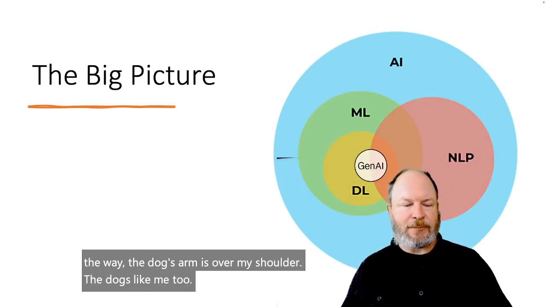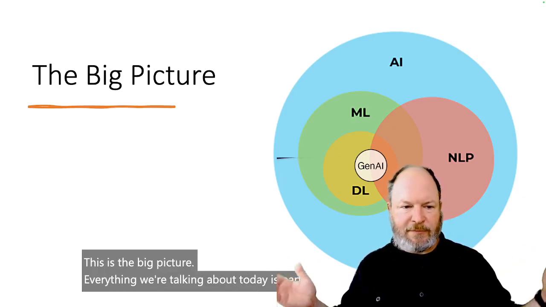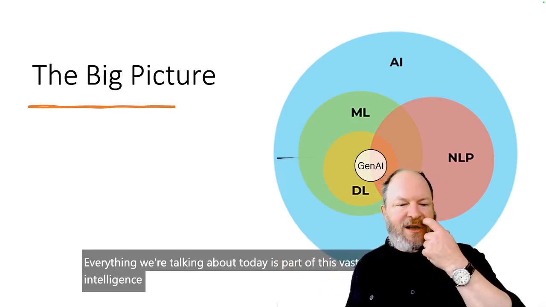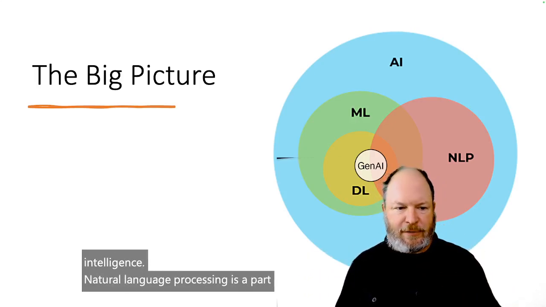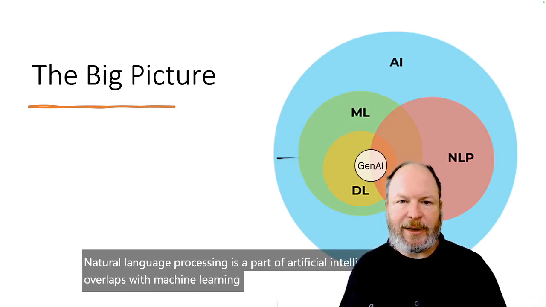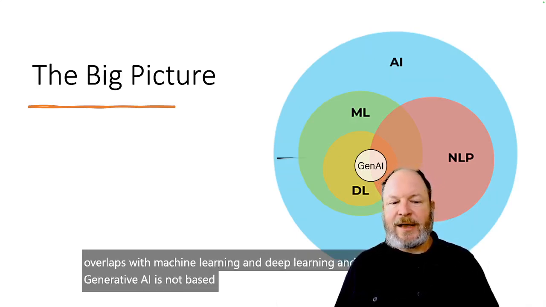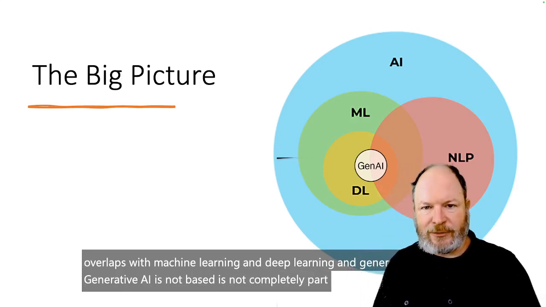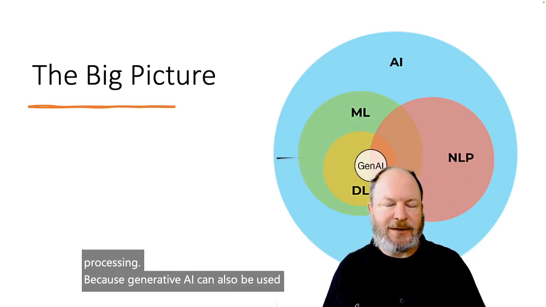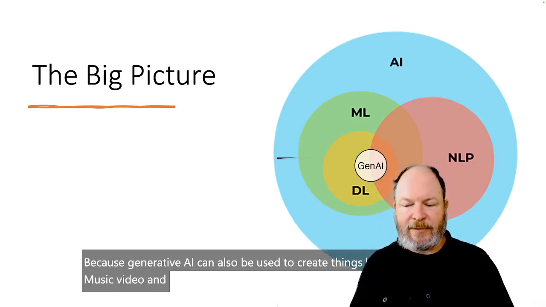This is the big picture. Everything we're talking about today is part of this vast field called artificial intelligence. Natural language processing is a part of artificial intelligence, and it overlaps with machine learning and deep learning and generative AI. Generative AI is not completely part of natural language processing, because generative AI can also be used to create things like images, music, video, and any other kind of content.